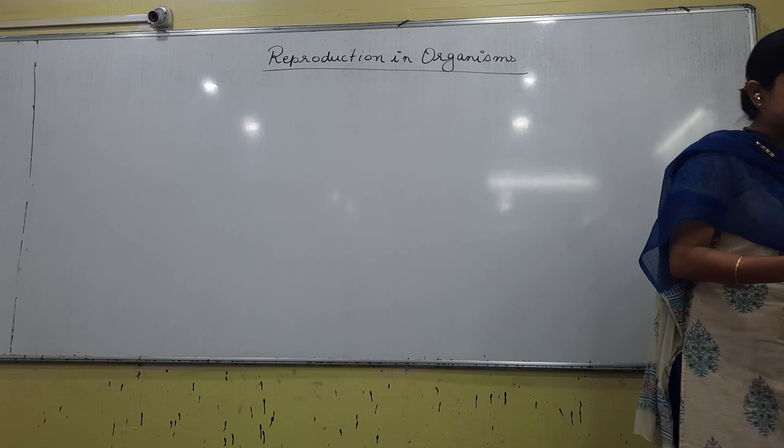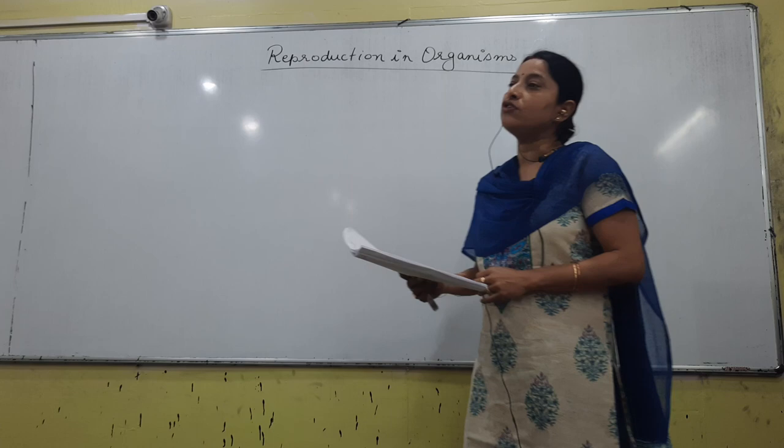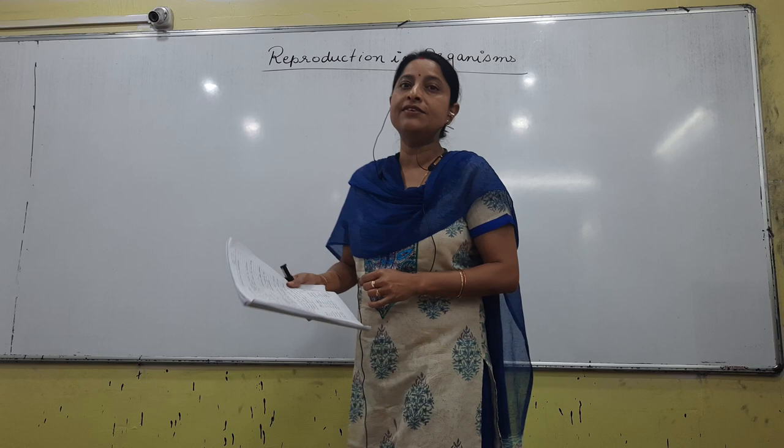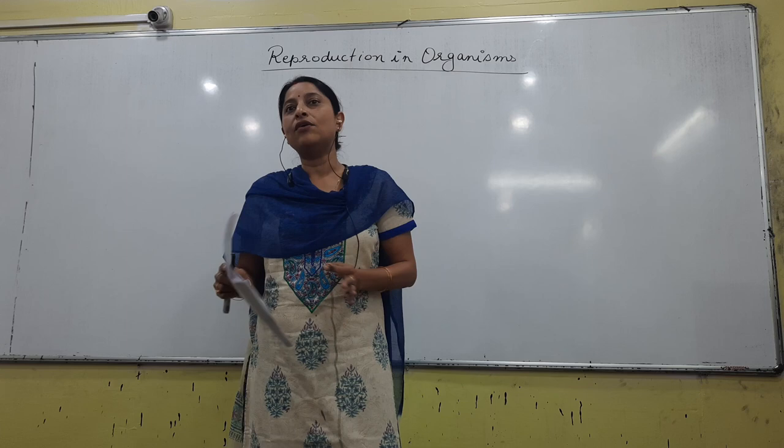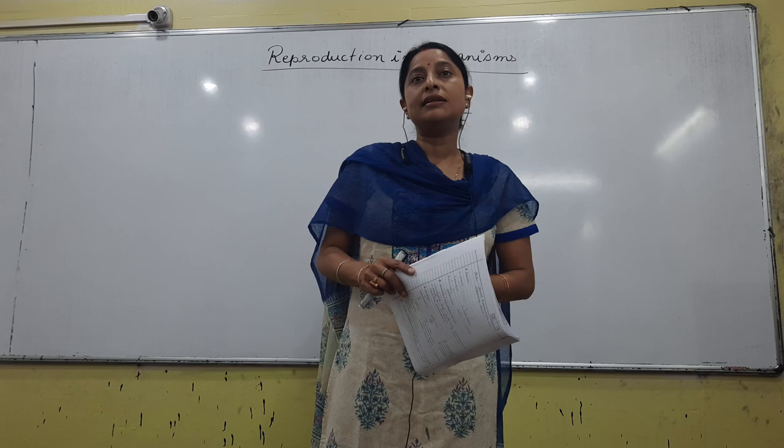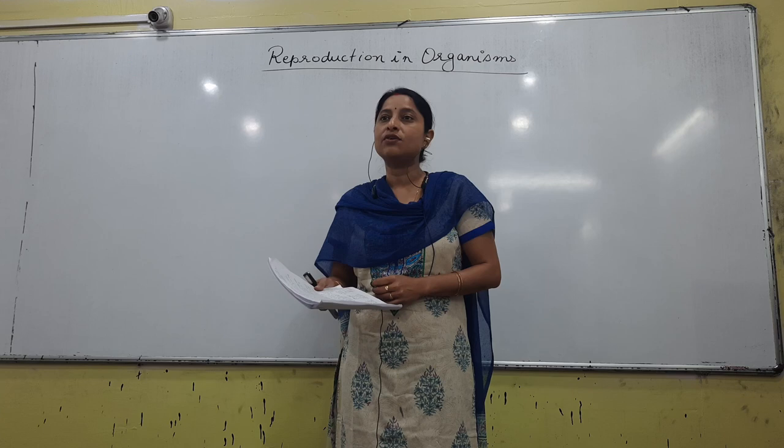And average lifespan: when you talk about an average, what do you do? You take a collection of members. It's not about an individual that you are calculating, right? Average lifespan is for many organisms, a population. If you are talking about an individual, then it is not the average that we talk about. Instead of that, we use the word maximum lifespan, right?